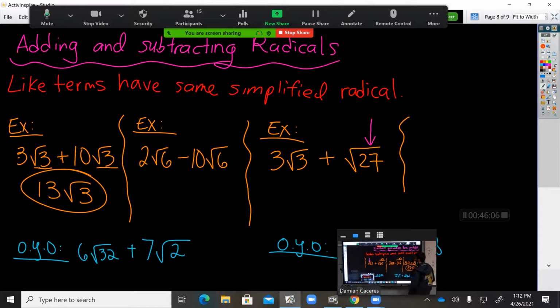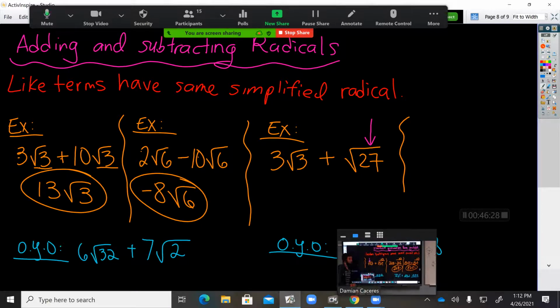Now look at the second example. They both have square root of 6. Are they like terms? Yes, because the radical matches. So 2 minus 10 is negative 8, and square root of 6 does not change, because when you add or subtract, the radical doesn't change. You with me so far?